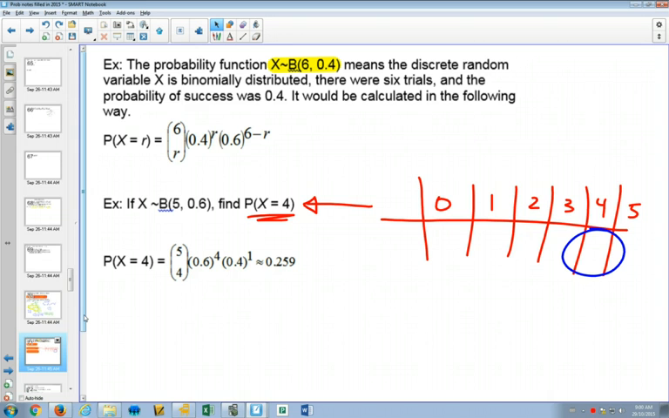But you still, 0.6 to the power 4 is usually something that's not very good for mental math. So you've got to go to your calculator for that. You've got to go to your calculator for the 0.4 to the 1. I hope you don't need to go to your calculator for that one. But then multiplying it all out, you'll need to go to your calculator for that. So wouldn't it be nice if our calculator had something built in that did this for us? Oh, it does.